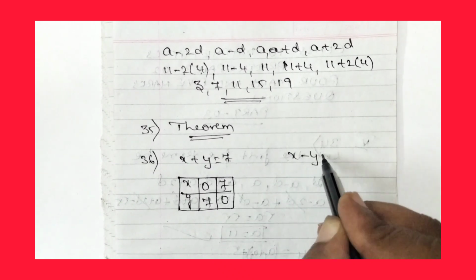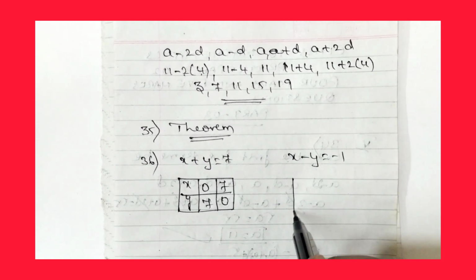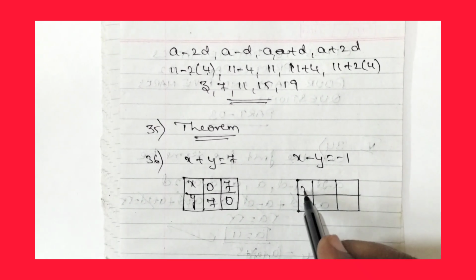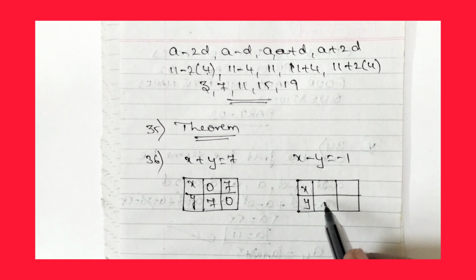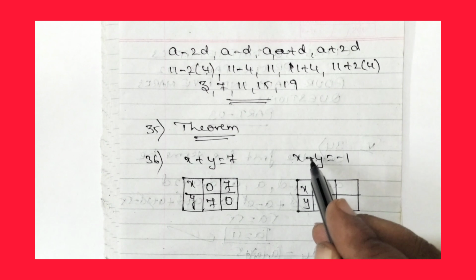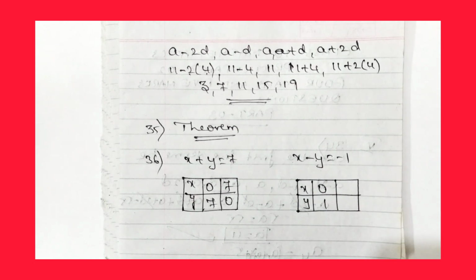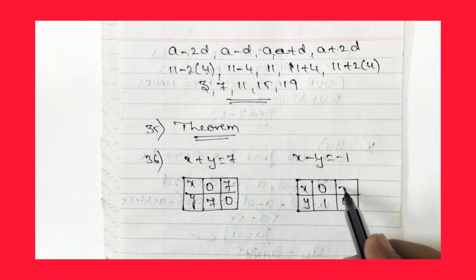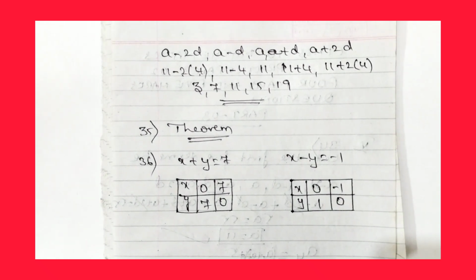Then the other equation, x minus y is equal to minus 1. If I give x is equal to 0, then minus y is equal to minus 1. Minus minus cancel, y is equal to 1. If y is equal to 0, then x is equal to minus 1. So for these values, we have to plot the graph. So let us draw the graph for this question.